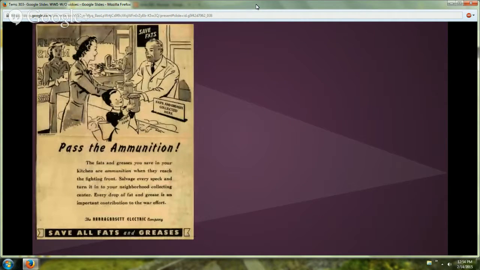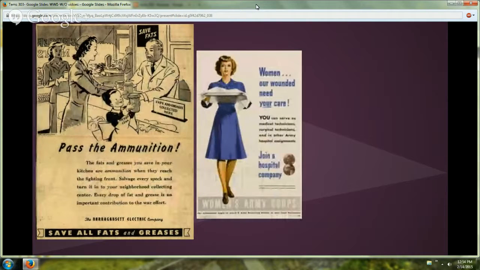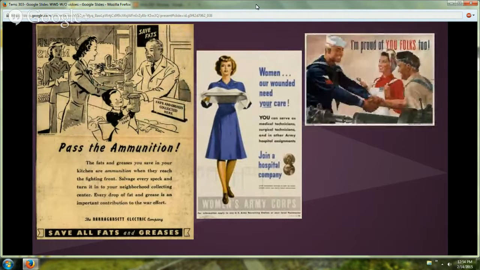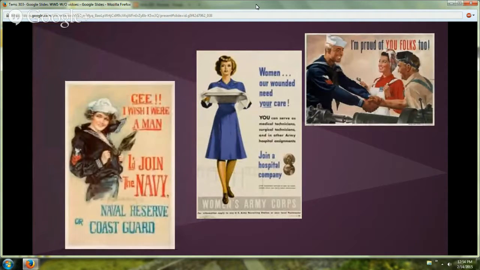The first ad is to encourage women to save fats and grease to help pass on ammunition to the boys overseas. The second ad is to get women involved with the medical field to work with wounded soldiers. The third ad shows a military man thanking a man and woman for service. The fourth ad shows a woman wishing she were a man so she could join the Navy and serve her country.